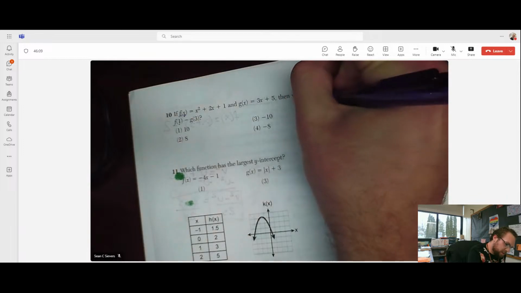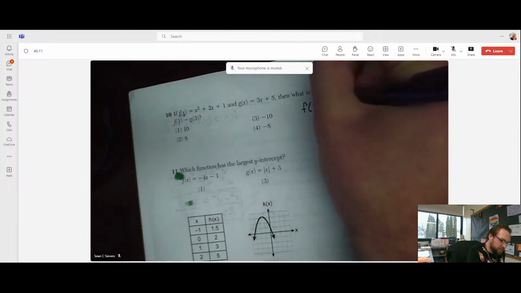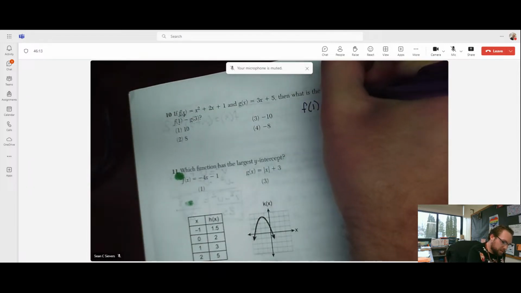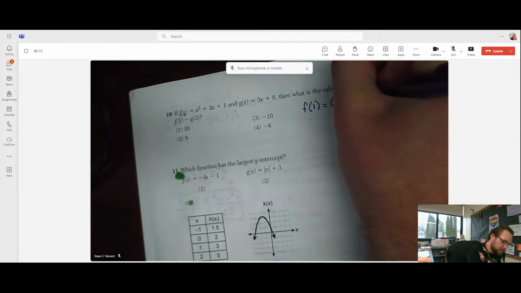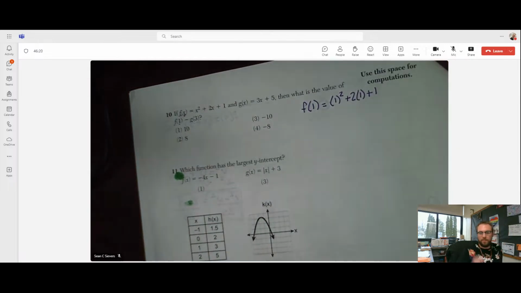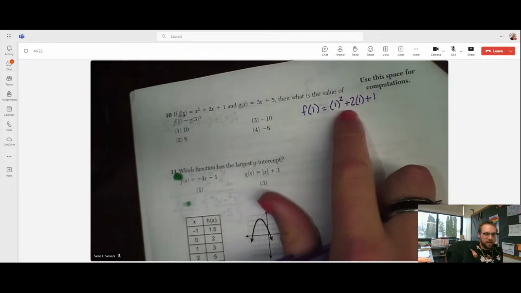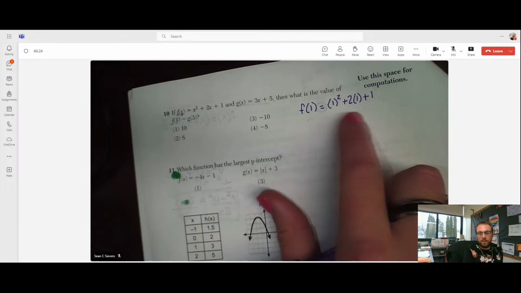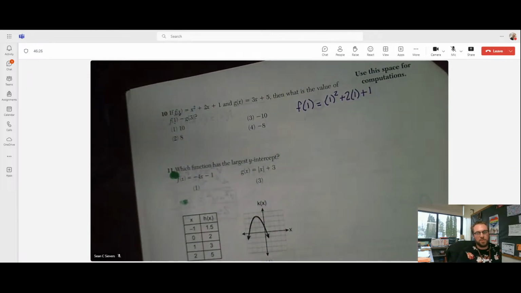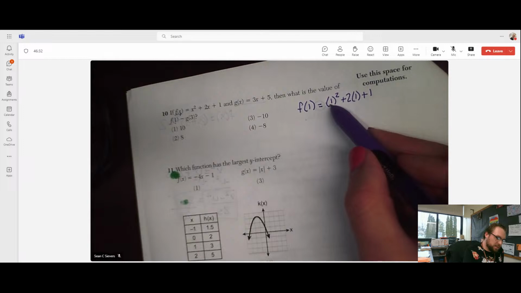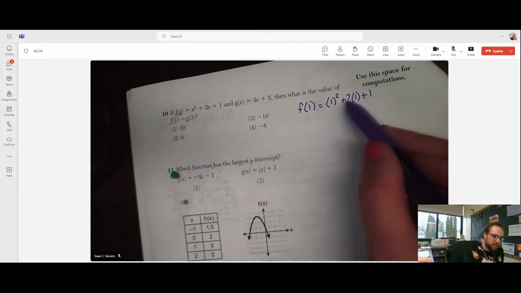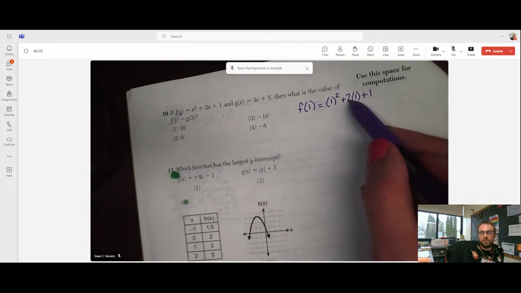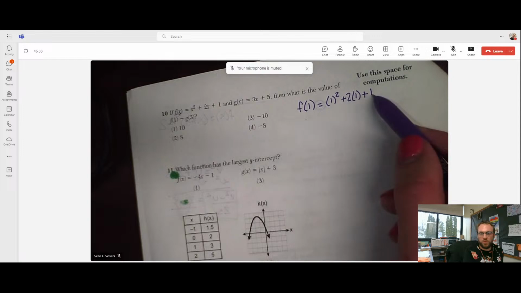So f of 1 is going to be equal to 1 squared plus 2 times 1 plus 1. These parentheses are very, very important. They might not seem important right now because we have positive numbers, but once we get some negative numbers, those parentheses are very, very important. So 1 squared is 1, plus 2 times 1, which is 2. So 1 plus 2 is 3, plus 1 is 4.